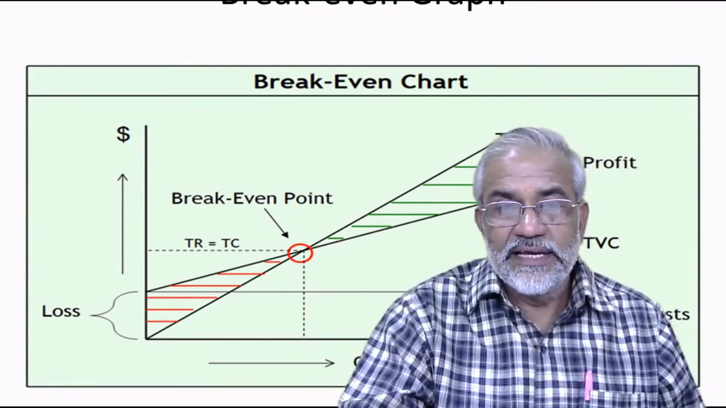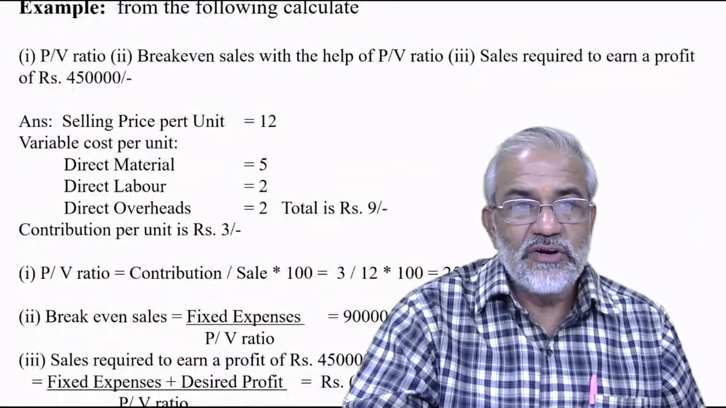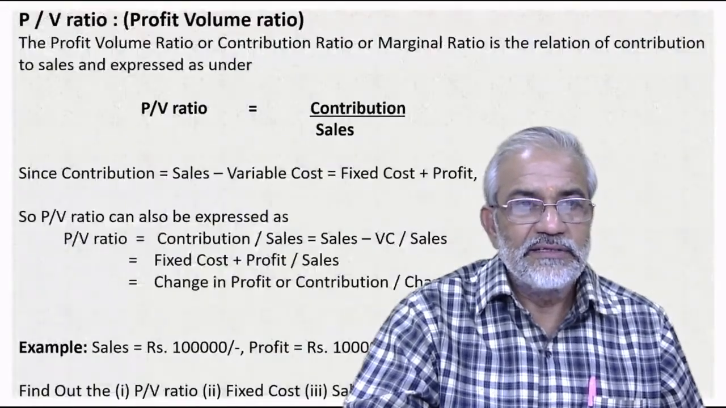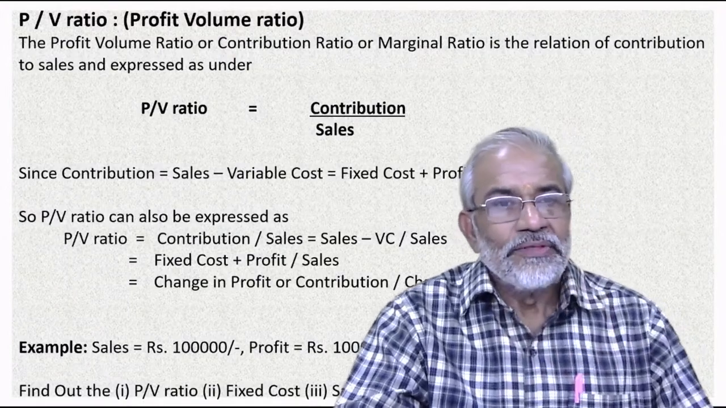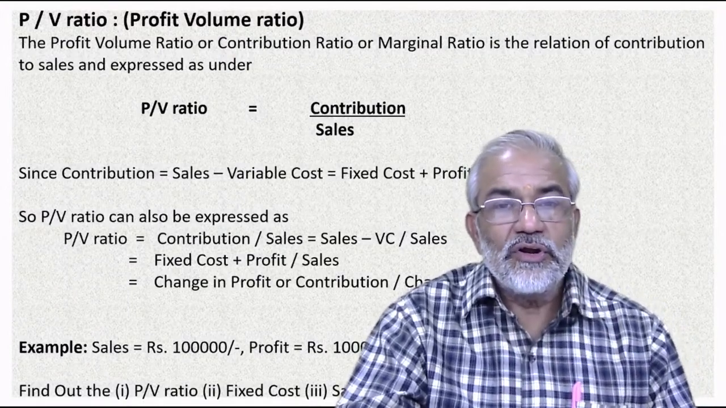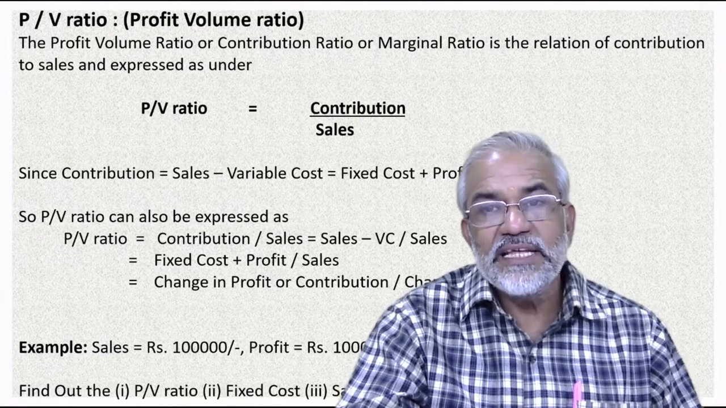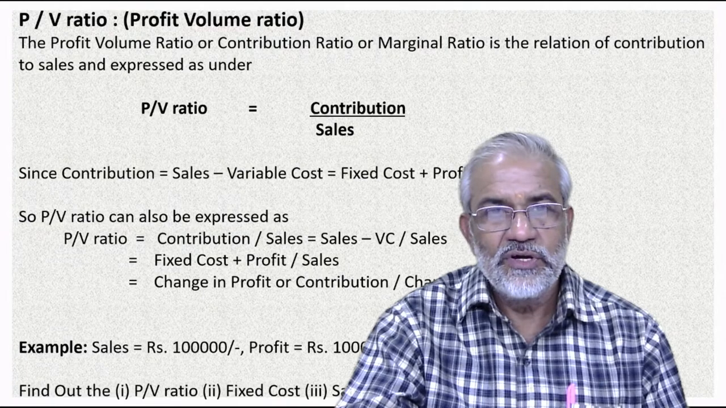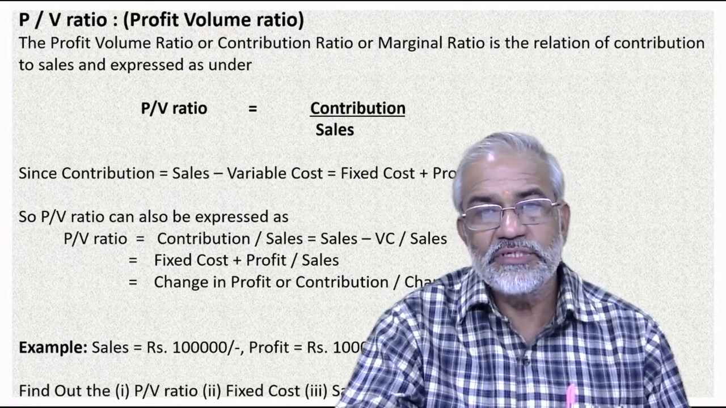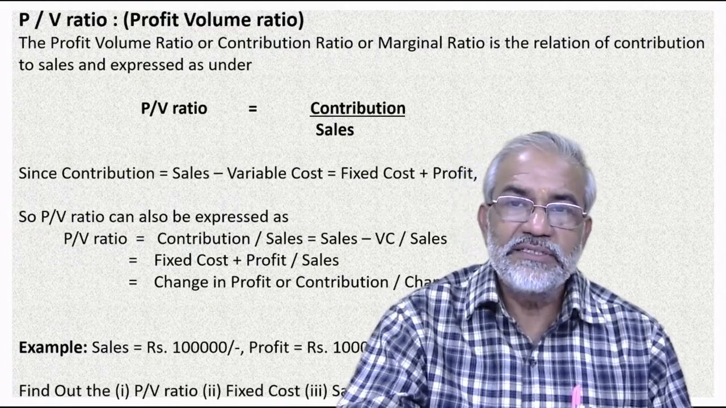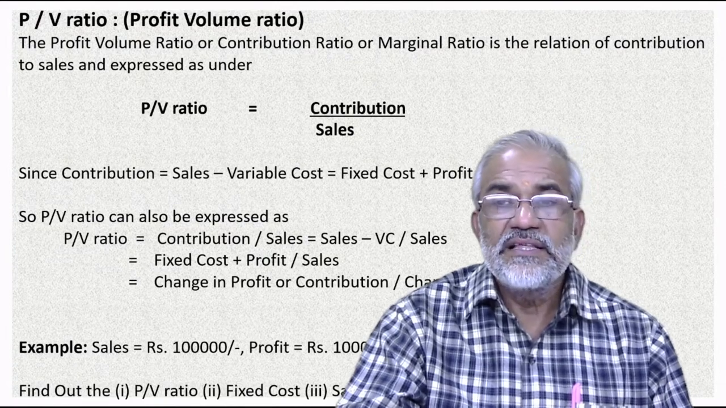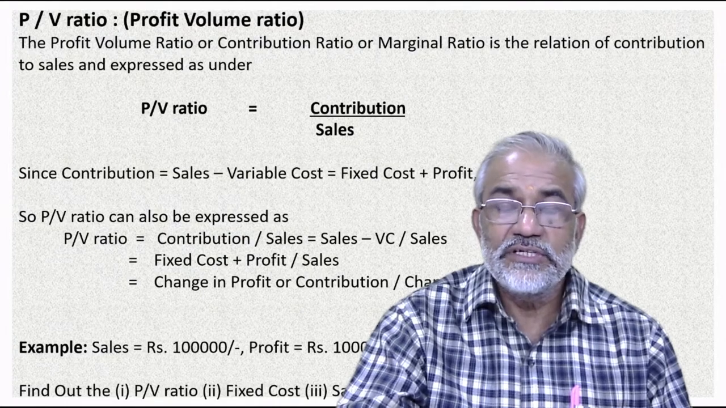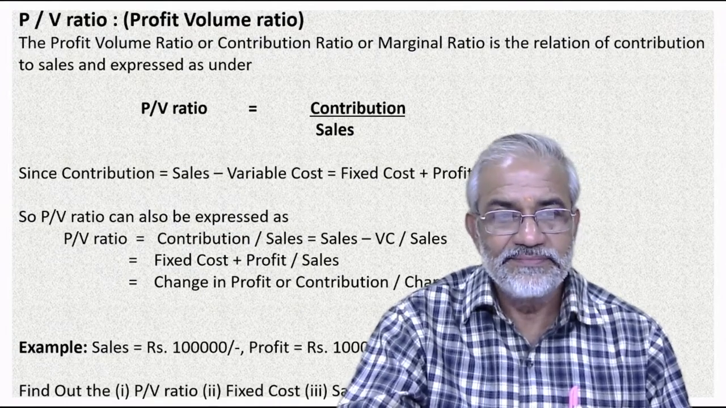So another technical aspect that comes from this is called the PV ratio, the profit volume ratio. The profit volume ratio, or contribution ratio, or marginal ratio, are one and the same, all three. The PV ratio is the relation of contribution to sales and is expressed as: PV ratio is equal to contribution divided by sales.